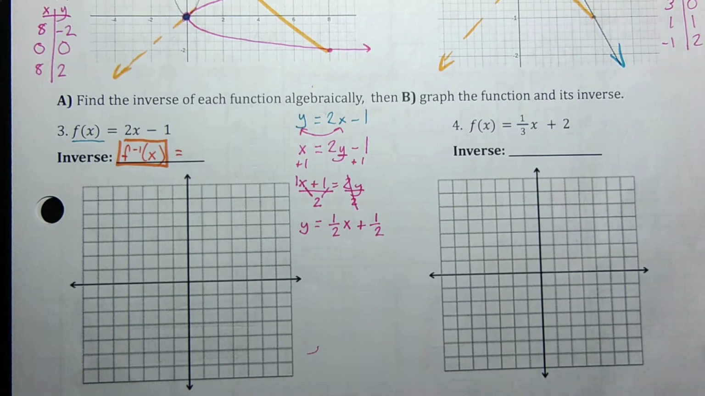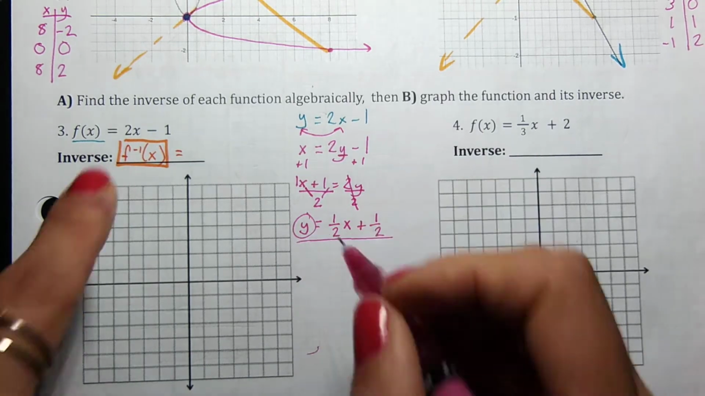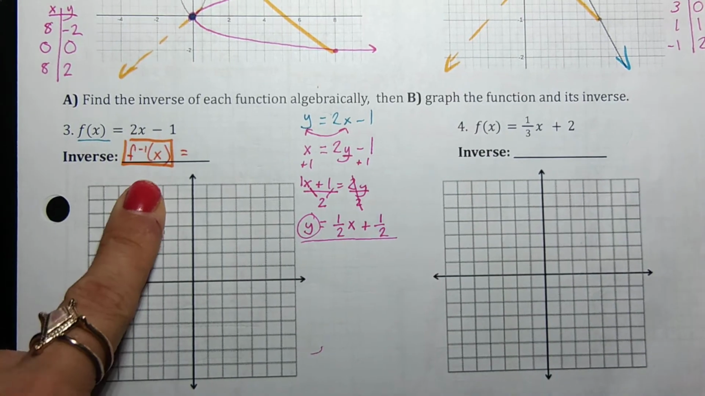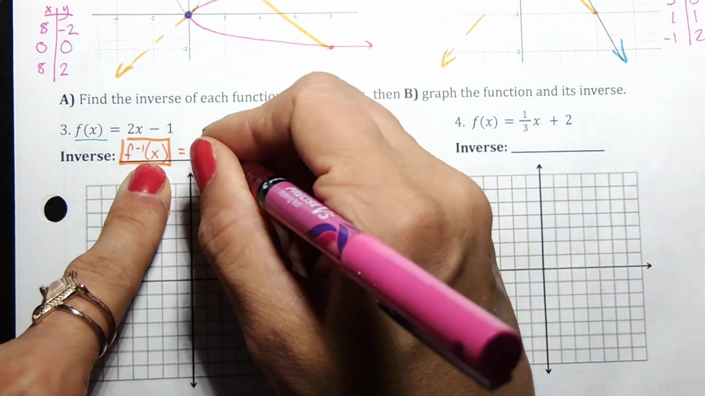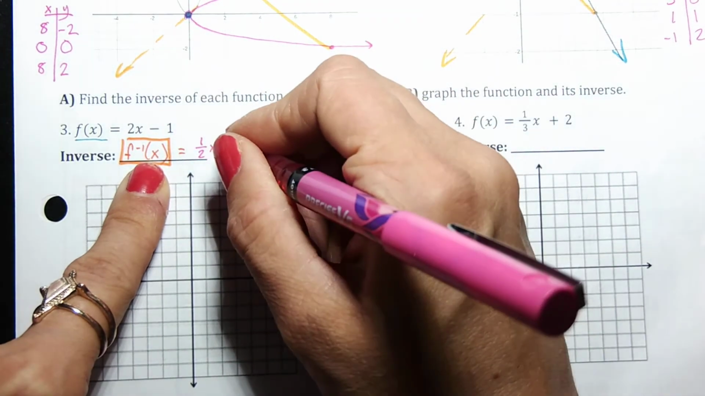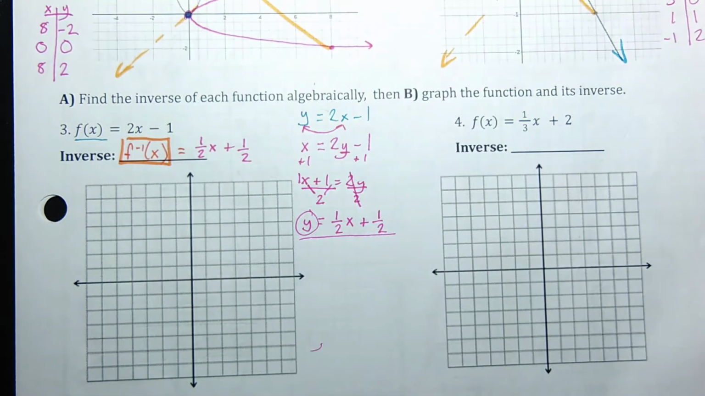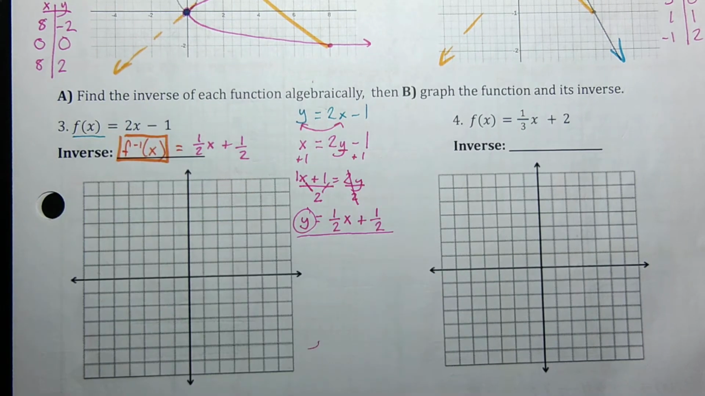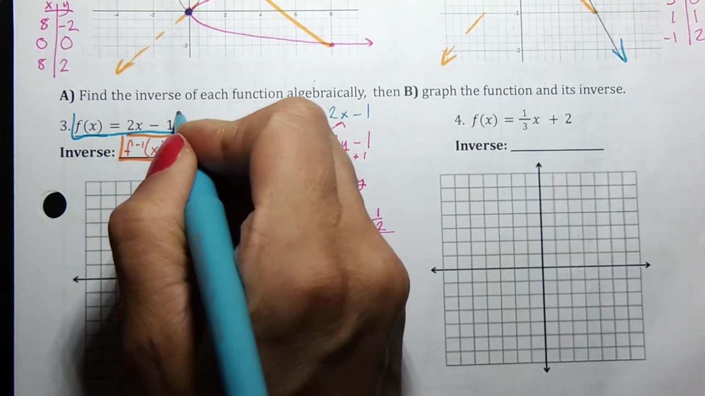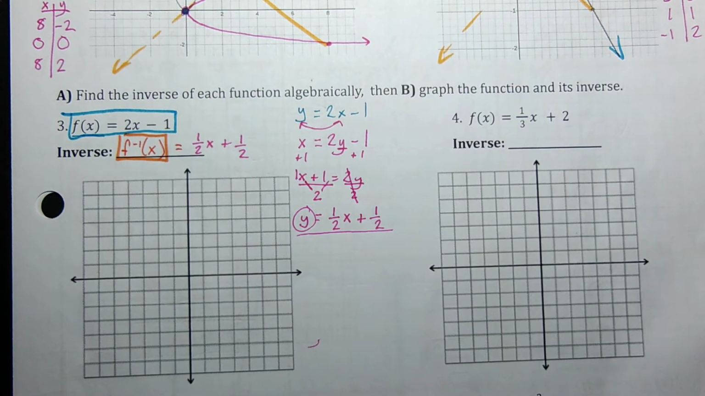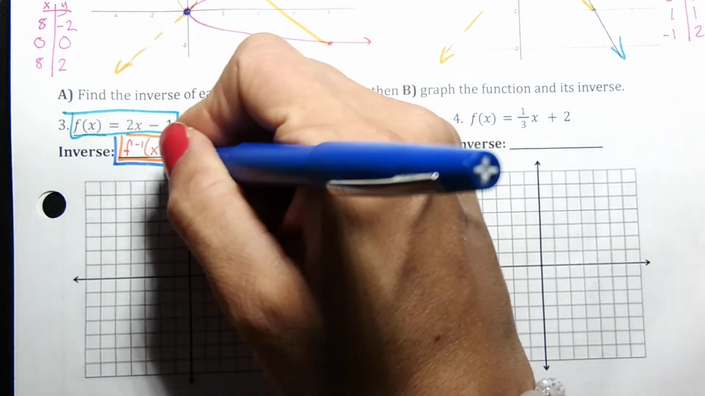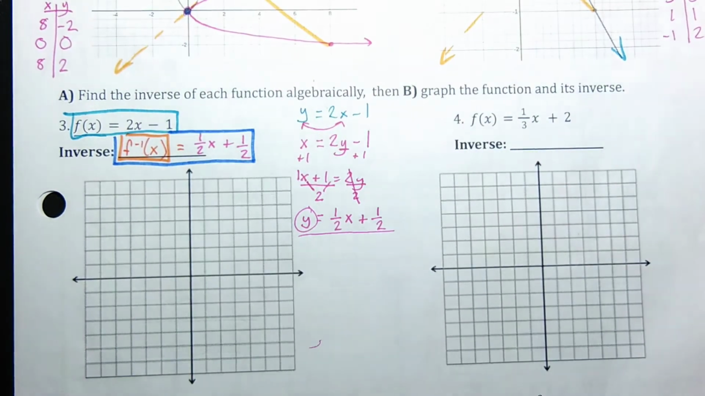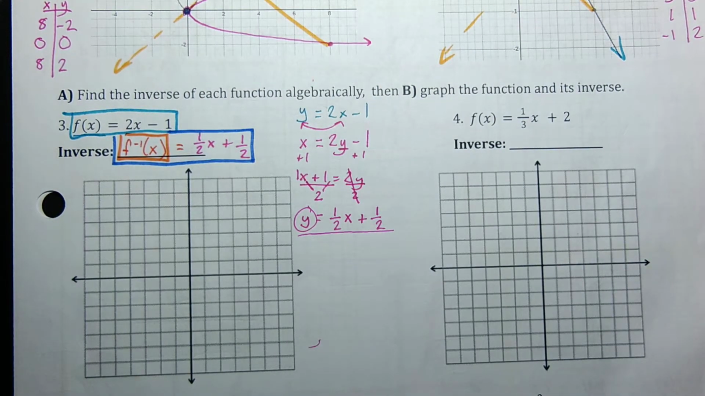So now we are going to take this part and replace the y with that inverse function notation. So the inverse of f of x is 1/2 x plus 1/2. So this tells me, hey, this isn't just any old linear equation. It is specifically the inverse of this original function that we started with. So original function, inverse function. So we switched x and y and then solved for y.